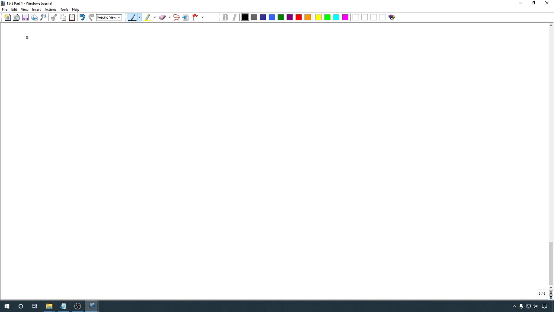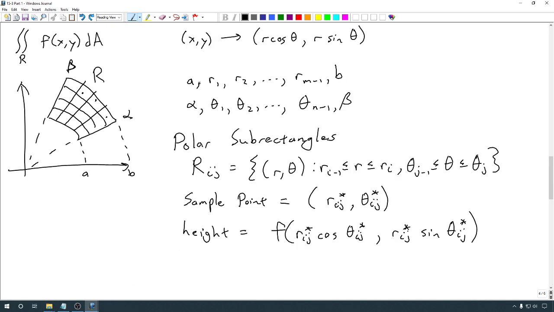So we can get a Riemann sum. We have to sum over the i's and the j's, like we did before. We need to put in our function. So this would be f of x, y. But remember, we're not really putting x and y in there. We're putting this more complicated expression.